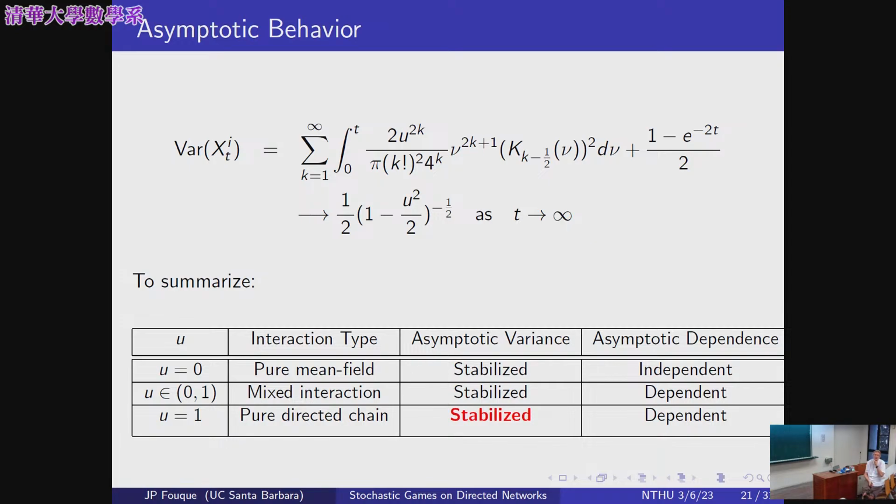Now, another thing that I didn't do: I presented the mean field setup and the directed chain, and these are the two extremes. What is in between? In between, a huge amount of things can happen. Maybe you heard about the Erdős-Rényi graph.